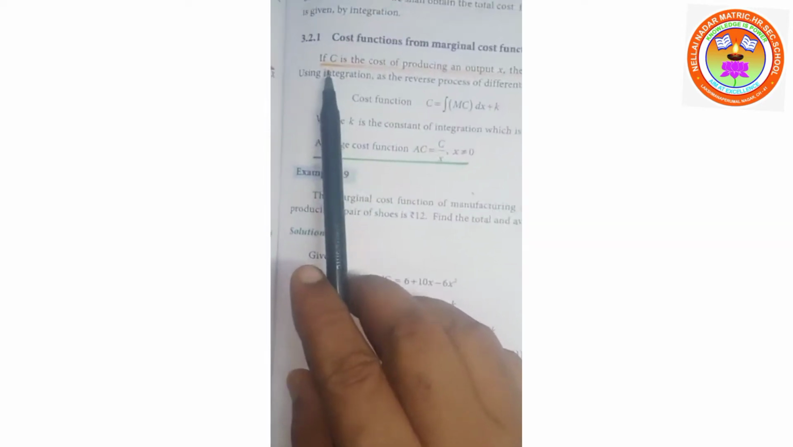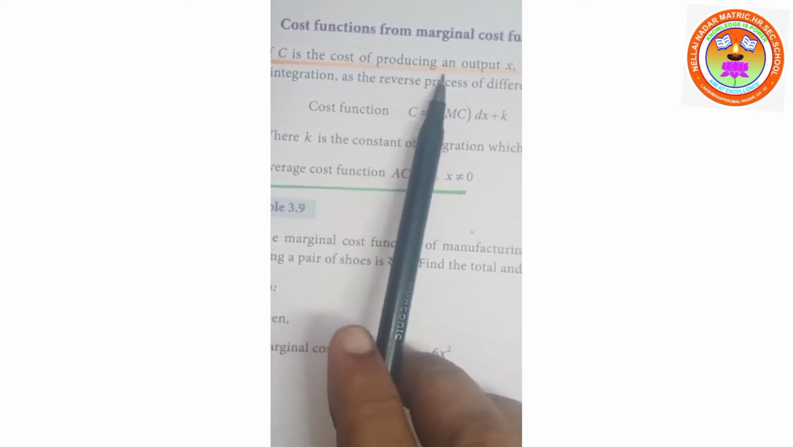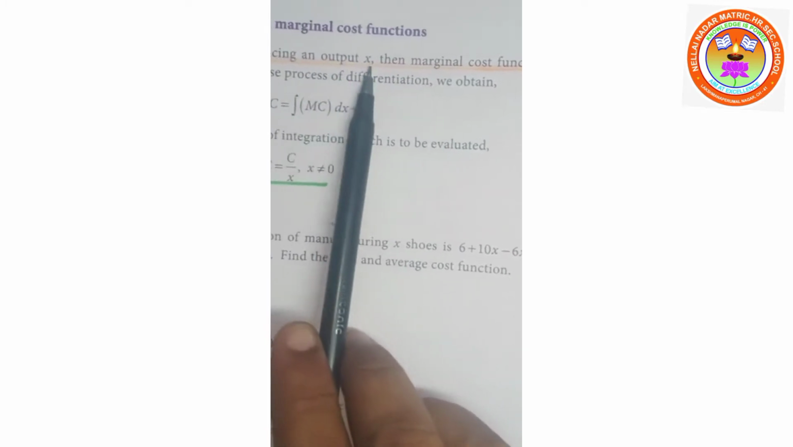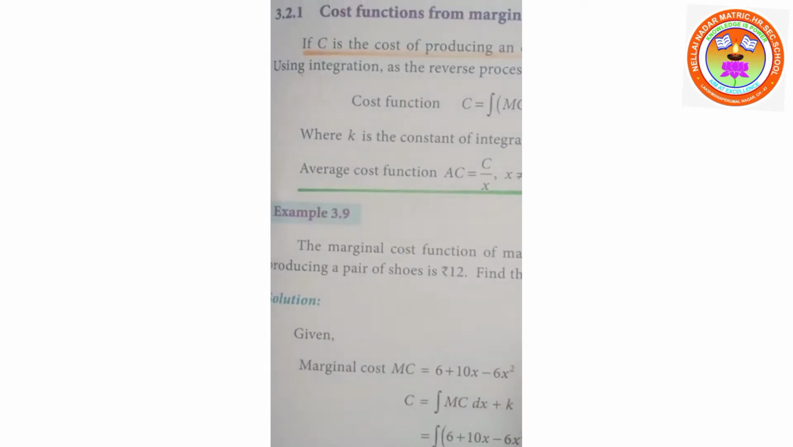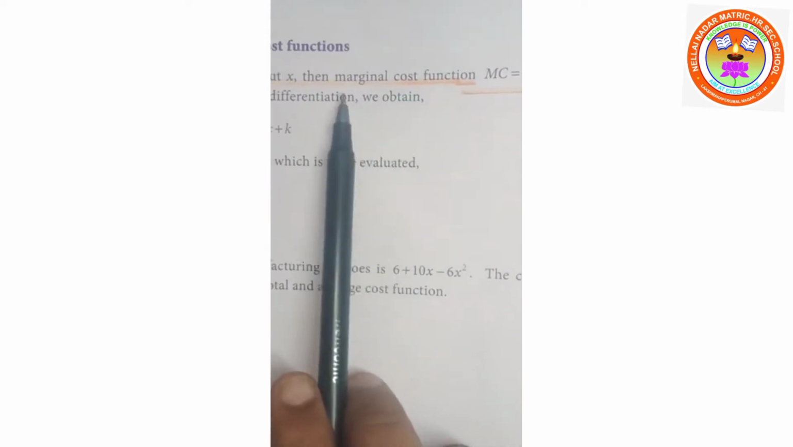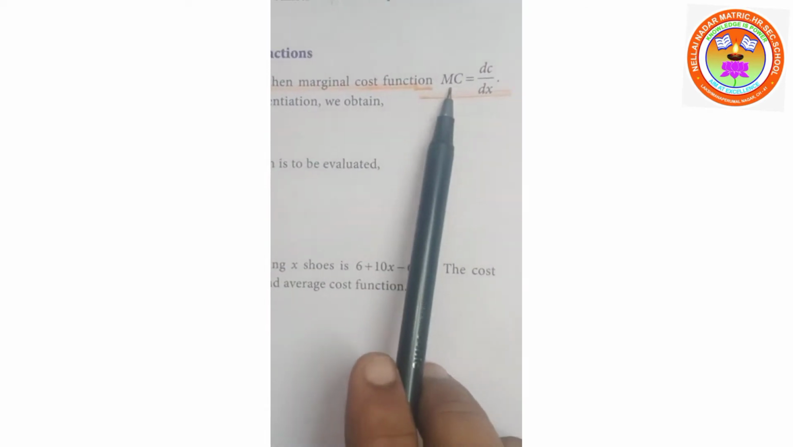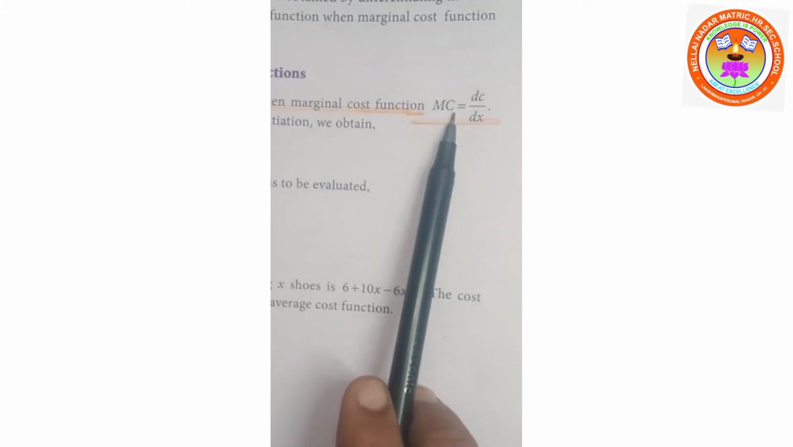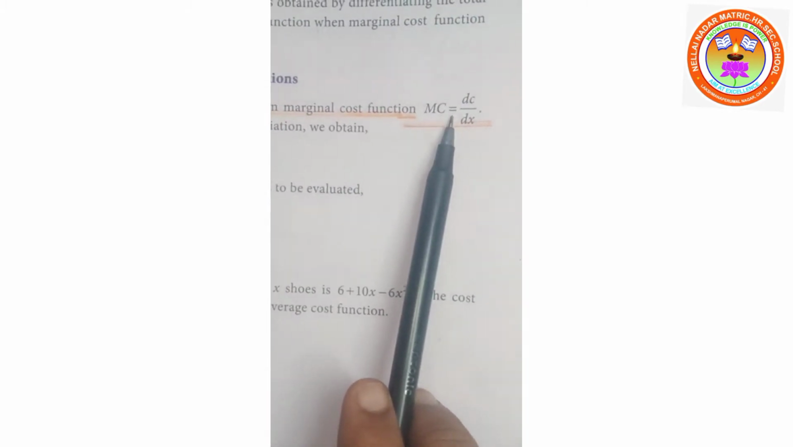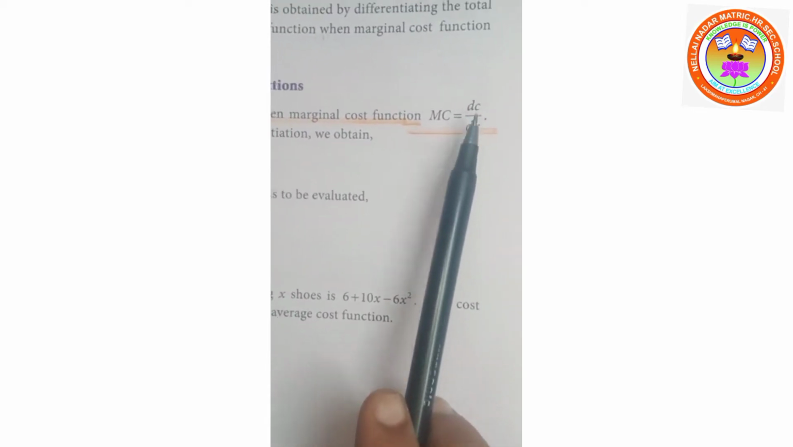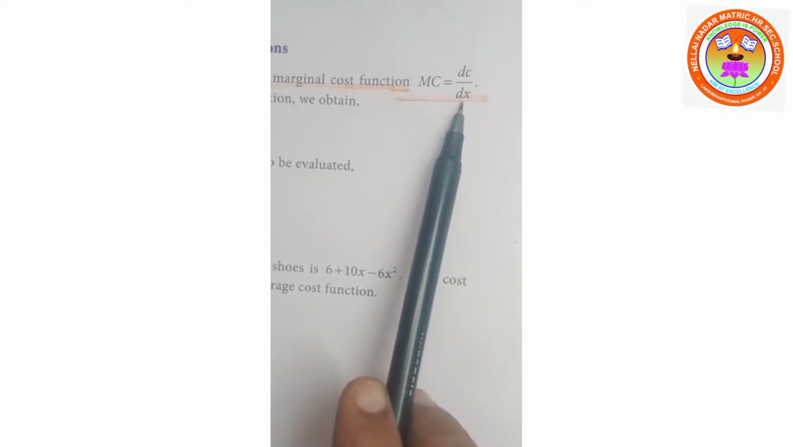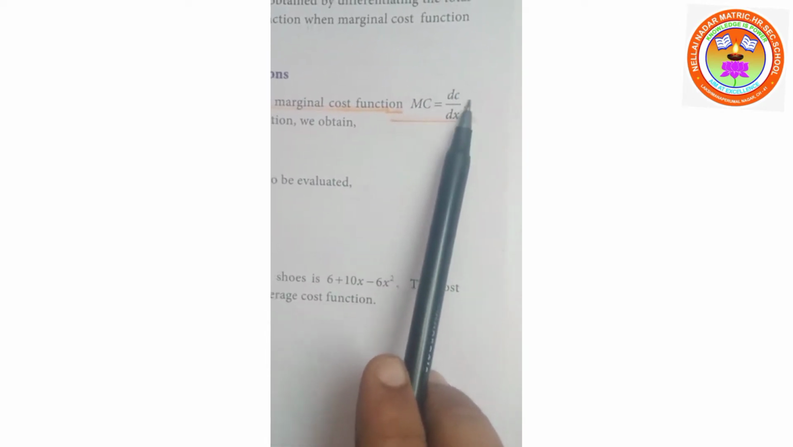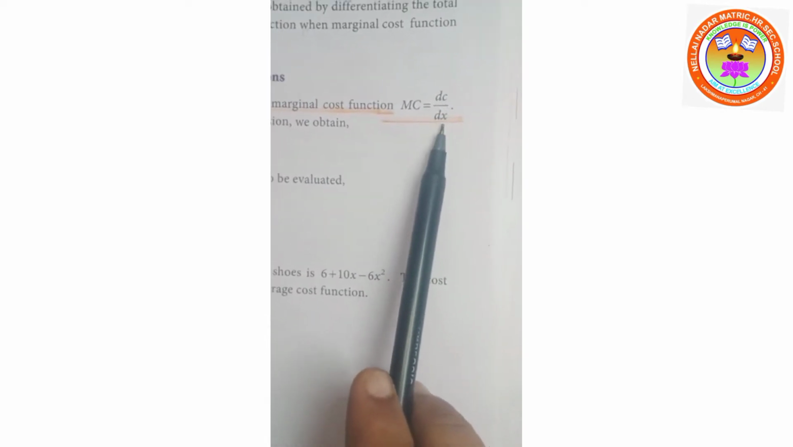First one, if C is the cost of producing an output X, X refers to output and C refers to cost. Look at the word marginal cost. The marginal cost, represented by MC, equals the rate of change of cost with respect to X. Whenever the word rate of change comes, that means a differentiation, that is dC by dx. C refers to cost, X refers to output.